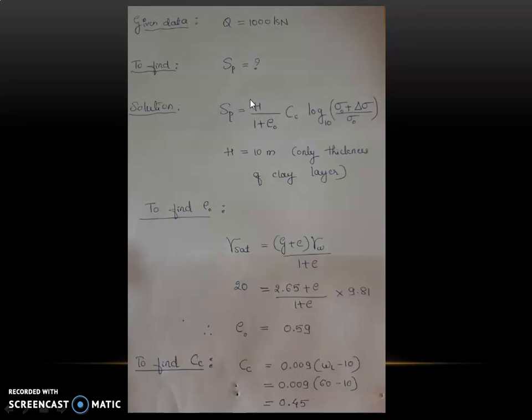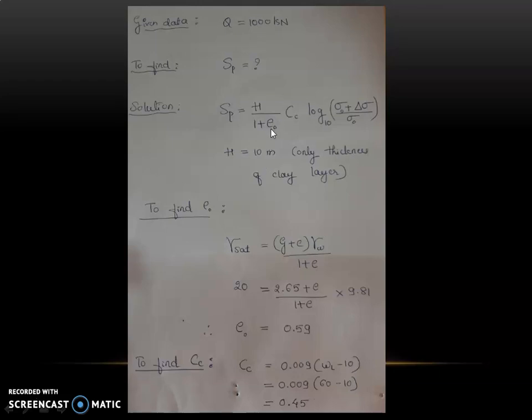We will find out which data are known and which data will have to be found in this equation. Thickness of the clay layer is given, that is H equal to 10 meter, and here we have to note that we won't consider the total thickness of the soil. That means we won't include the thickness of the sand at the top and bottom of the clay layer. We will only consider the thickness of the clay layer, that is 10 meter.